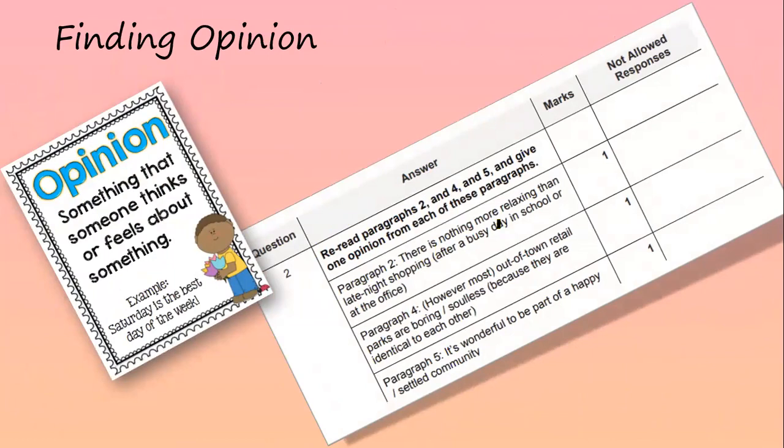Let's see it. There is nothing more relaxing than late night shopping. So this strong use of the word is showing that it is an opinion. Out of town retail parks are boring, soulless. This is a sweeping statement, you can see. Paragraph number 5, the opinion sentence is, it's wonderful to be a part of Happy Settle. So wonderful is showing that it is actually the writer's own idea. So we just have to find them and write them there. We don't have to do anything else with these opinions, okay?